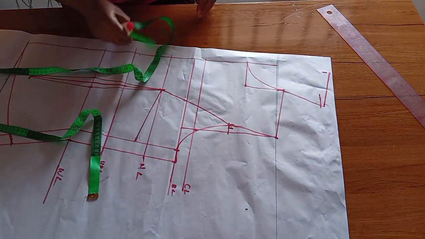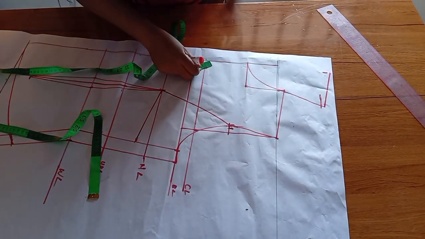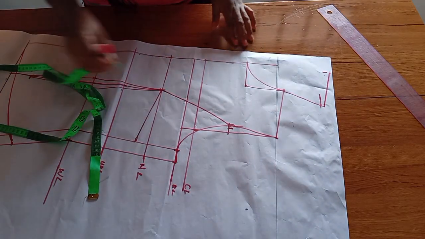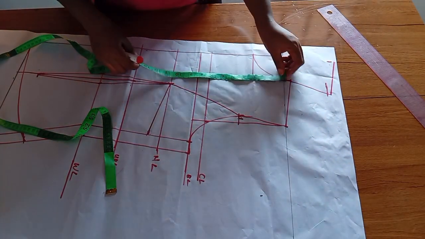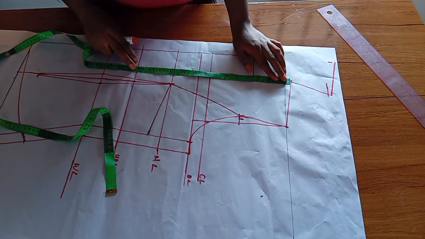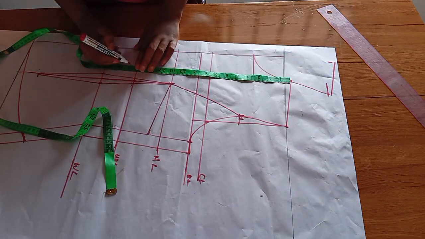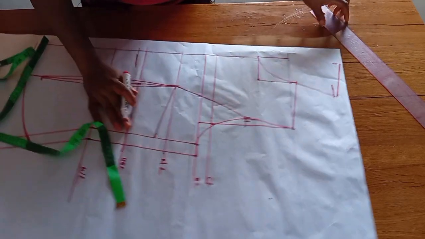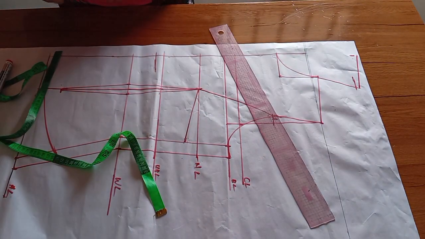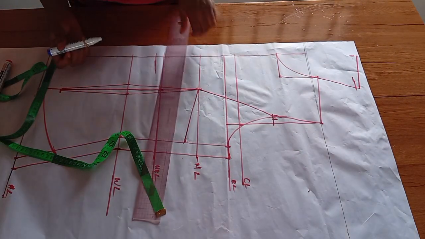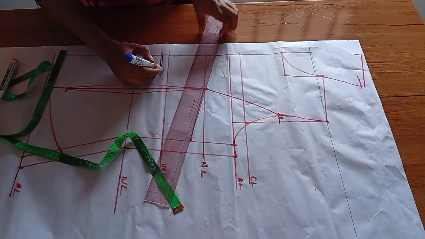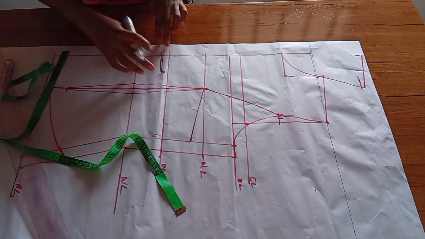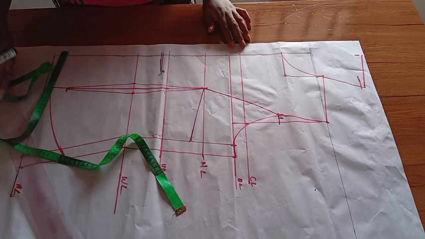Okay? Then the next thing we do right here is to mark our break-even point. I want my break-even point to start below the underbust. So I'll be using 15 as my break-even point. This is my break-even point.